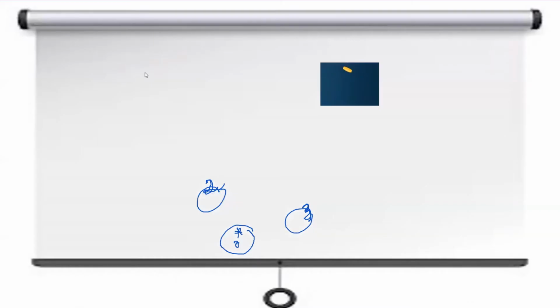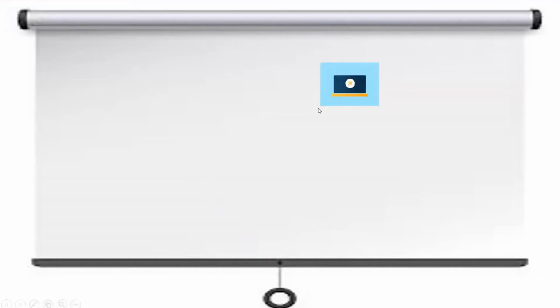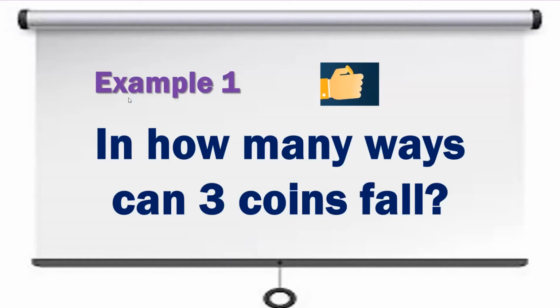Now, we can also apply the fundamental counting principle when tossing a coin. I'm sure you are familiar with this. So, my coin doesn't want to move anymore. Tossing a coin. So, example number 1. In how many ways can 3 coins fall? What do you think? Please think again. Raise your hand if you know.